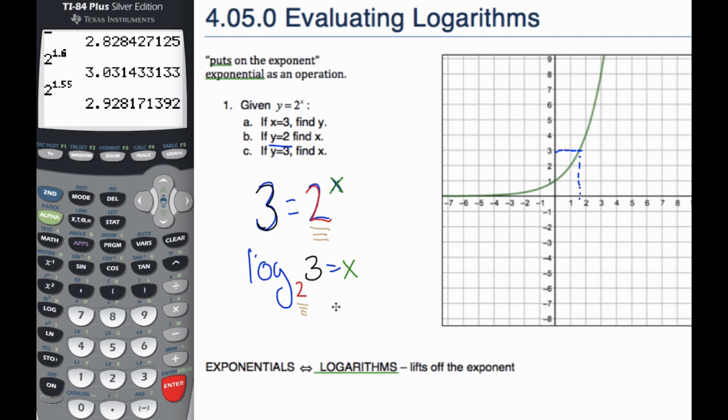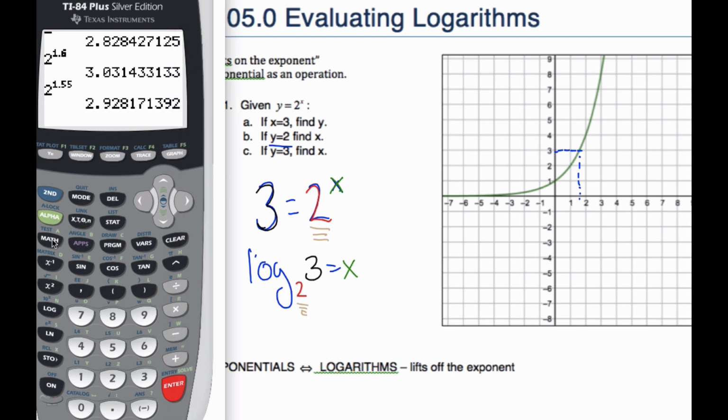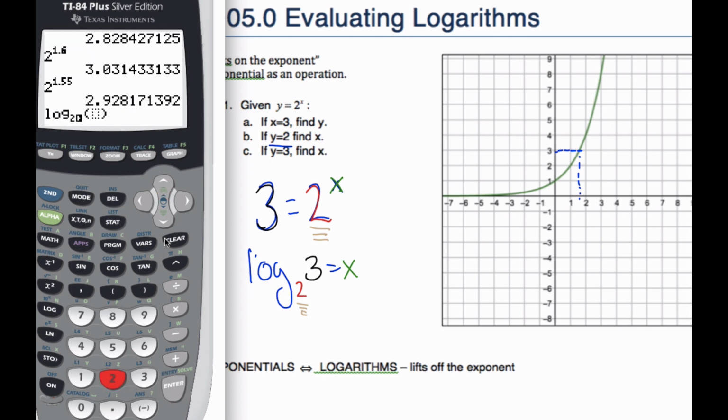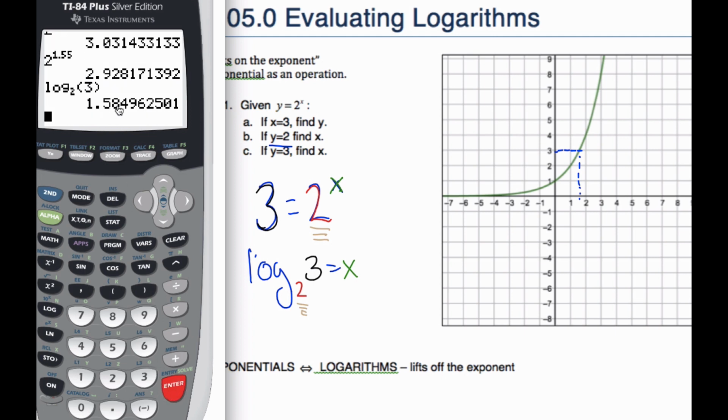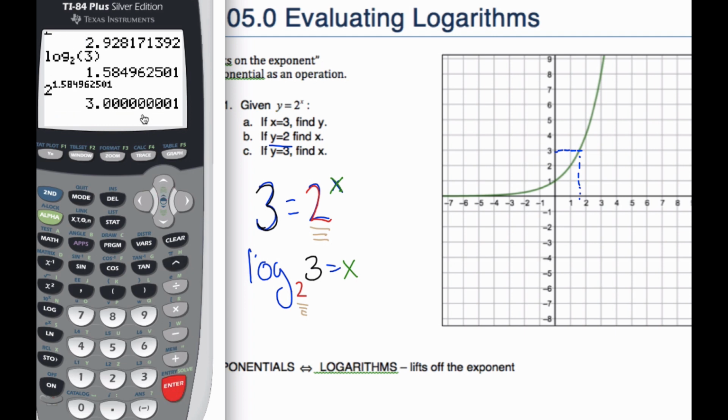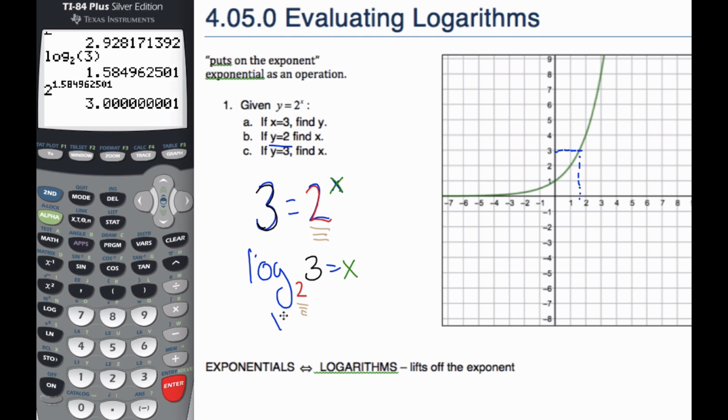And this I can evaluate with my calculator. If I go to math, and scroll down, or I go up is faster actually, I'm going to go to this thing called log base. I'm going to have a base of 2, as a subscript, and 3. And that is 1.58. And so if I go 2 to the power of 1.58, I know I'm going to get 3. And so here I know that x is equal to 1.5849, blah, blah, blah, forever.